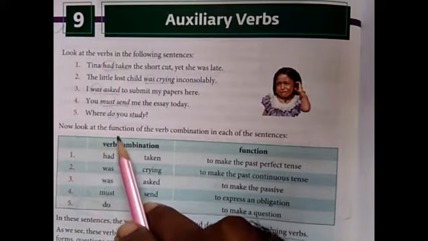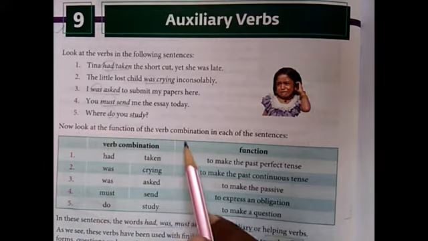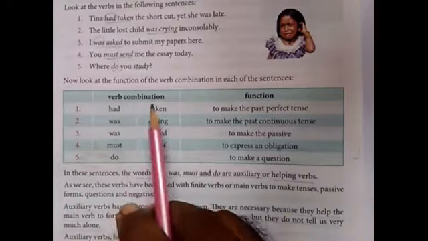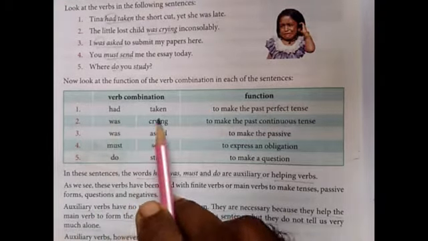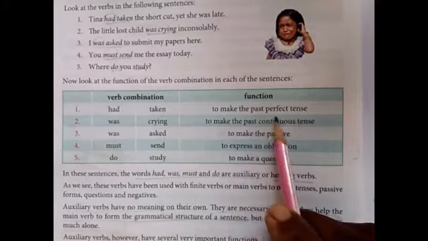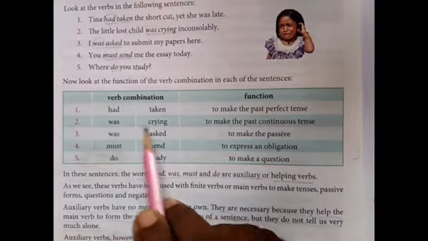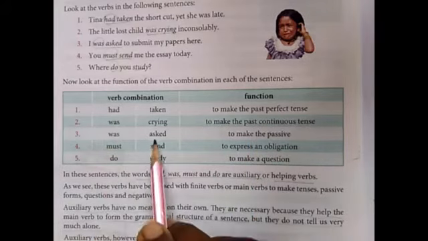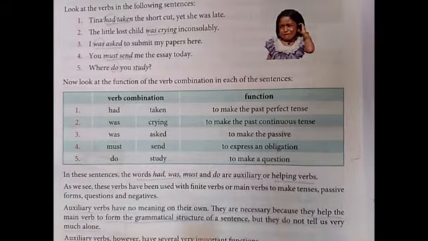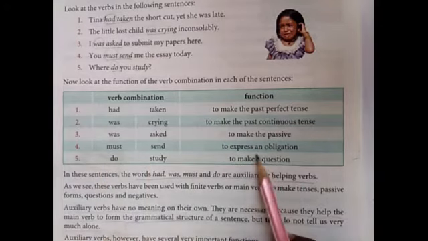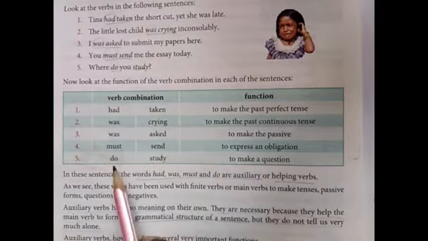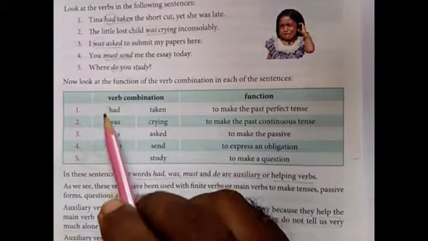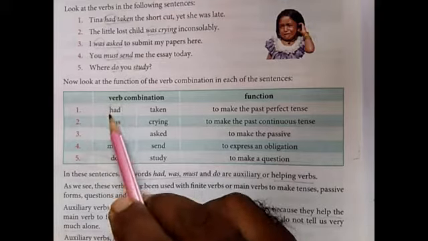Now look at the function of the verb combination in each of the sentences. Had taken, to make the past perfect tense; was crying, to make the past continuous tense; was asked, to make the passive; must send, to express an obligation; do study, to make a question. So these are auxiliary verbs.